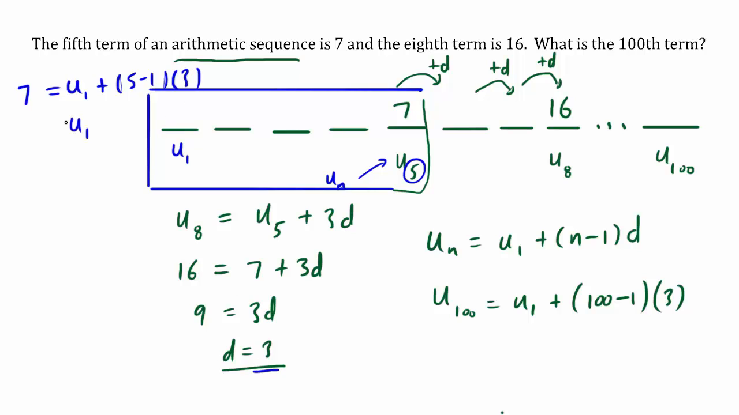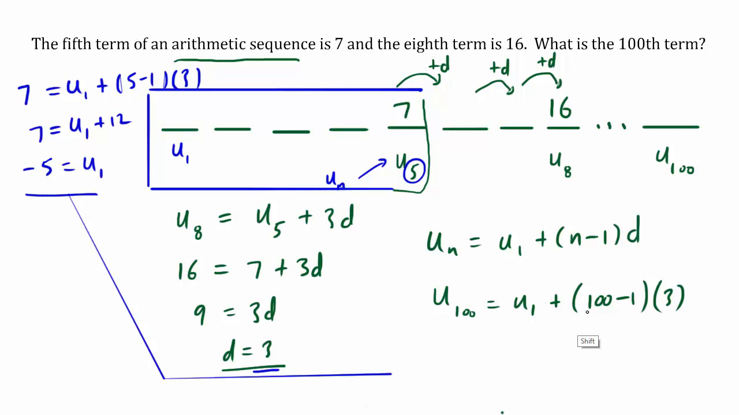And the D is the same as in this question here, which happens to be 3. So we have U1, this is equal to 7. This is going to be 4 times 3, which is 12. And so U1 is equal to 7 minus 12, which is negative 5. This is just one way of doing it. So let's just finish off this question this way.